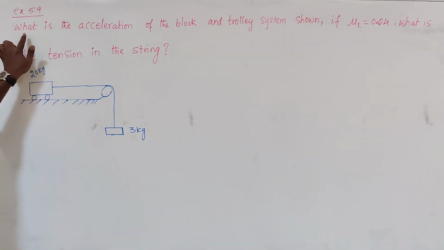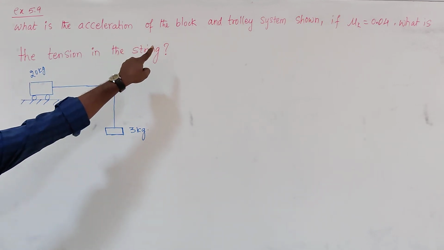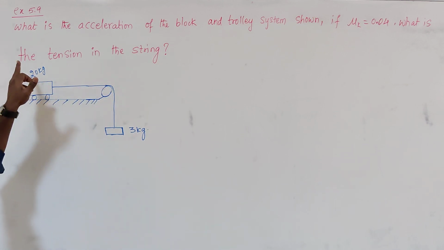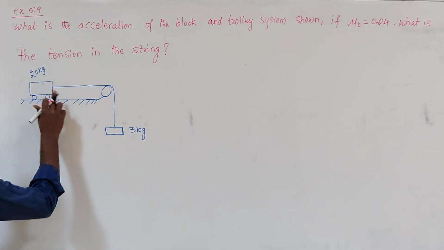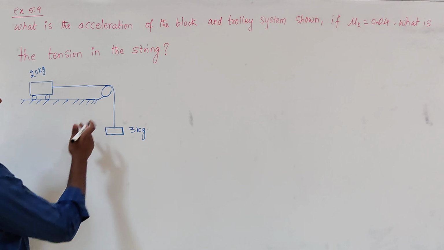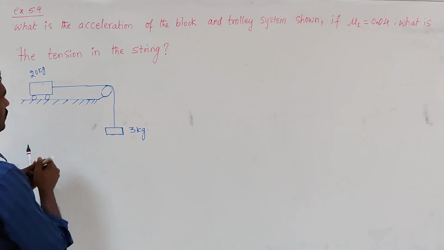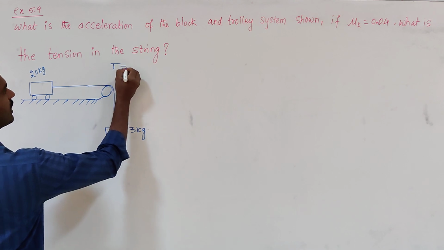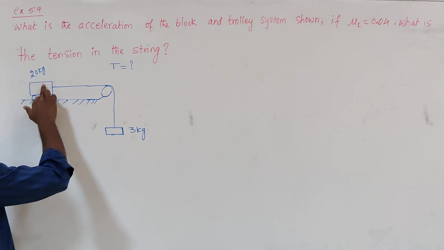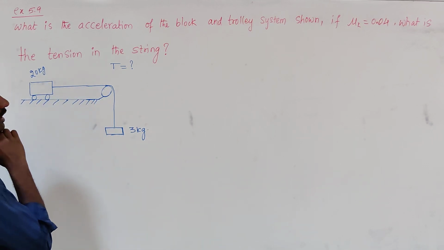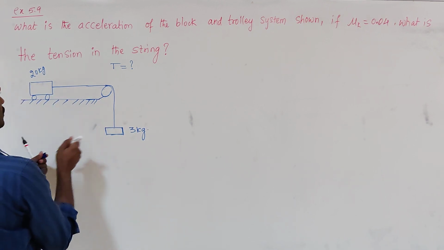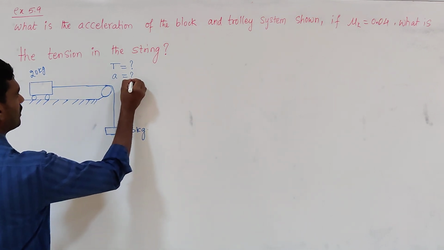See here in this problem, we need to find the acceleration of the block and trolley system, and also the tension in the string. These two masses, the 3 kg mass and the 20 kg mass, are connected with the same rope. So the tension is the same. And since the 3 kg and 20 kg masses are connected together with the same rope, the acceleration of 3 kg equals the acceleration of 20 kg. So we need to find that acceleration also.